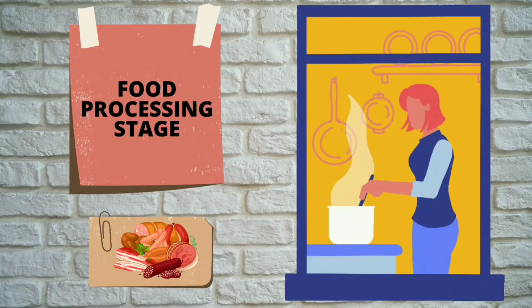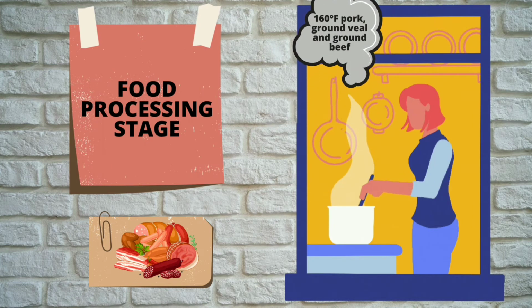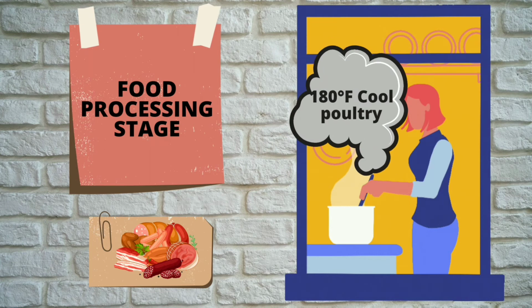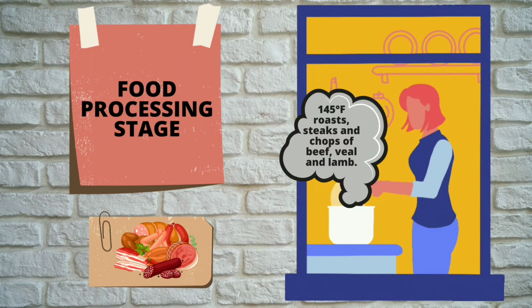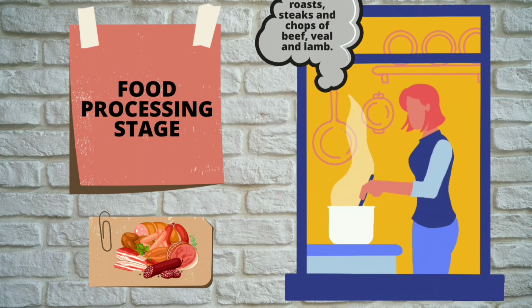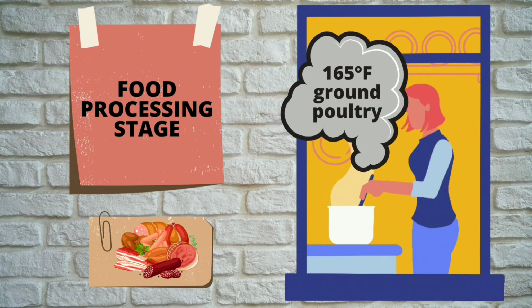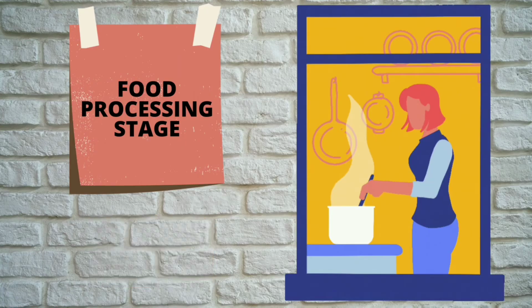Food processing stage: 160 degrees Fahrenheit for pork, ground veal, and ground beef. 180 degrees Fahrenheit for whole poultry. 145 degrees Fahrenheit for roasts, steaks, and chops of beef, veal, and lamb, and 165 degrees Fahrenheit for ground poultry.